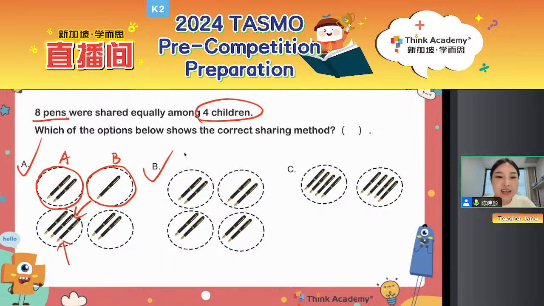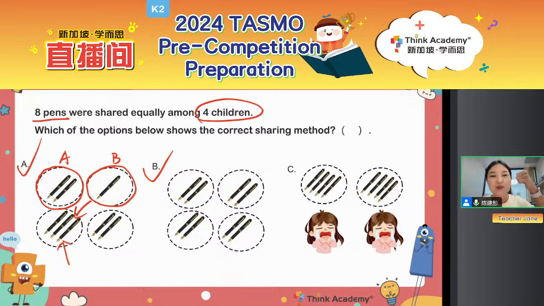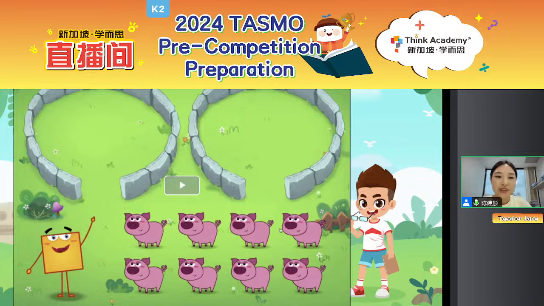So we can see that if we share 8 pens equally among 4 children, then each one of them will get 2 pens. Then how about C? We can see that C means 2 of the kids get 4 pens, and the other 2 kids just cry and say, oh my God, I don't have any pens. So the correct answer here will be B, so that everyone can get the fair answer.